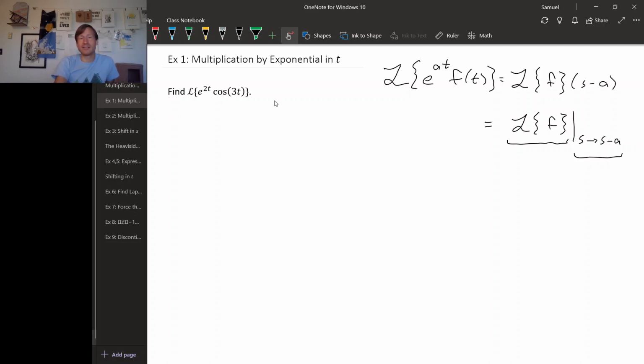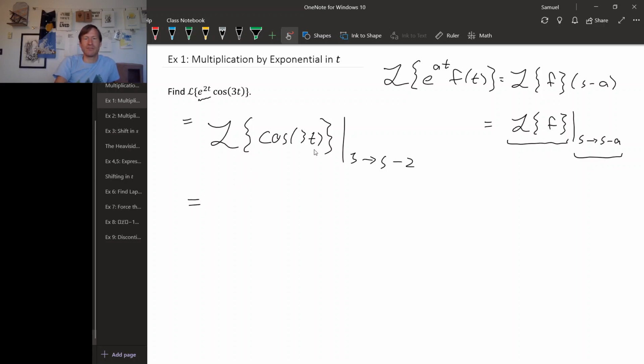So with that in mind, let's find the Laplace transform of e to the 2t times cosine 3t. So using this Laplace transform rule, we have multiplication by an exponential here. According to our rule, this should be the Laplace transform of cosine 3t. But then when we're done calculating that, we replace s with s minus the coefficient in the exponential, which is 2.